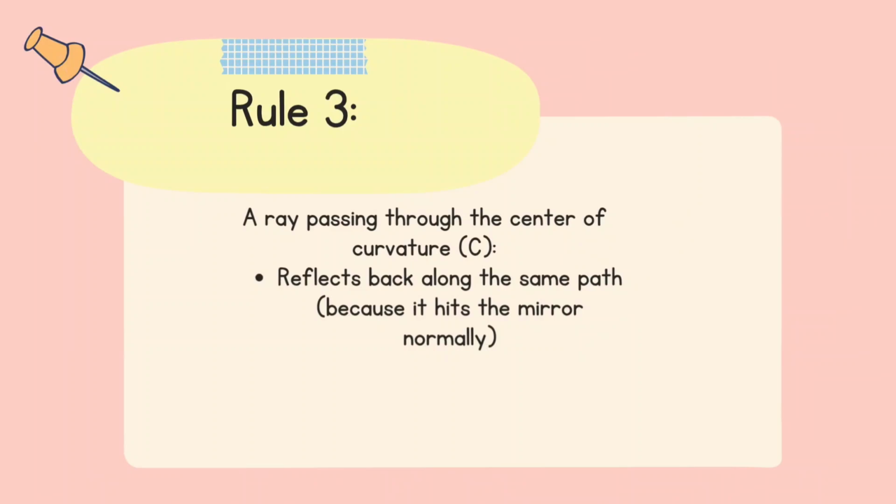Rule 3. A light ray passing through the center of curvature, C, of a concave mirror, retraces its path after reflection. This happens because the ray strikes the mirror normally, making the angle of incidence equal to 0 degrees. Let's try to understand this rule with the help of a ray diagram.